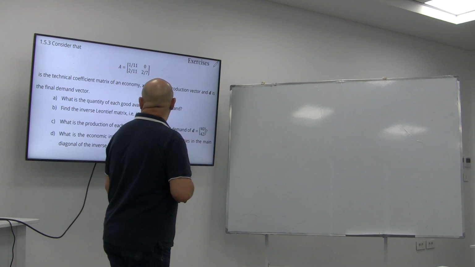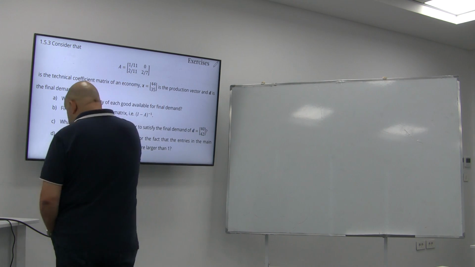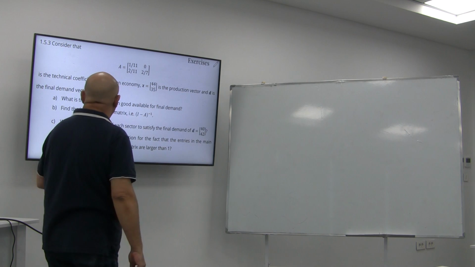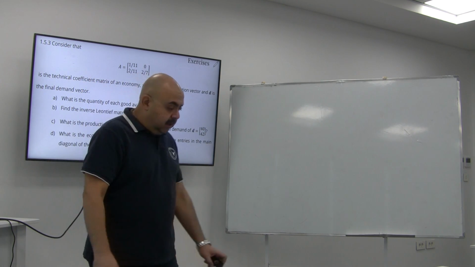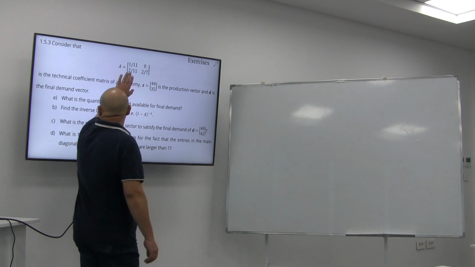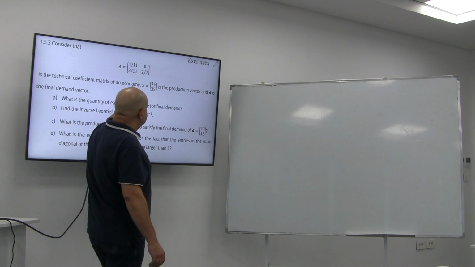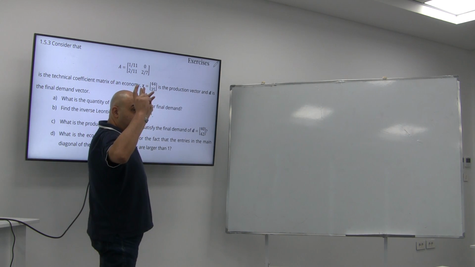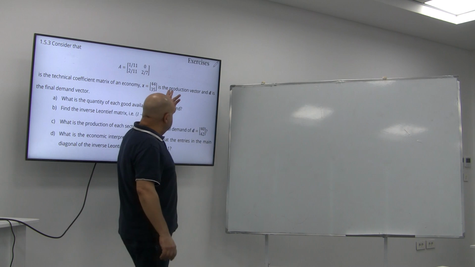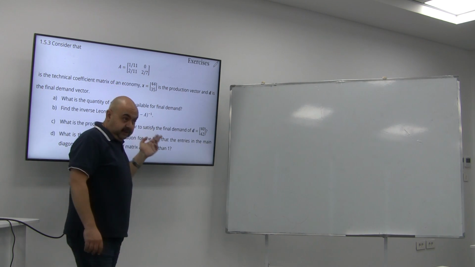Here we have a matrix, which is a 2 by 2 matrix, for example, and he's saying the following. We have the technical coefficient matrix of an economy. X stands for, do you know? X stands for what? X is the production vector and D is the final demand vector.